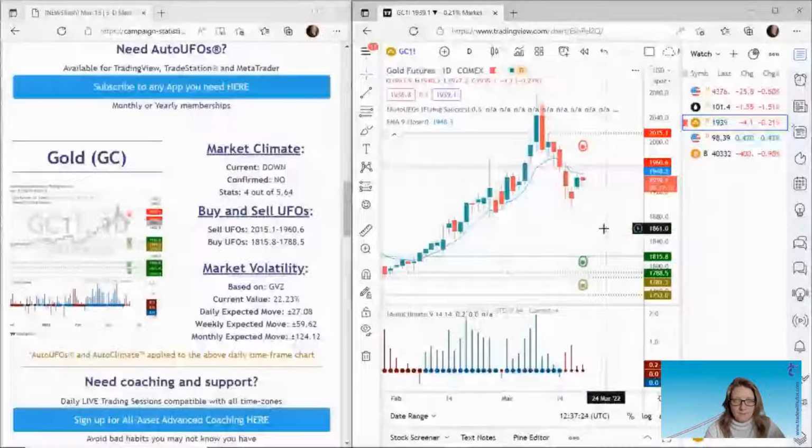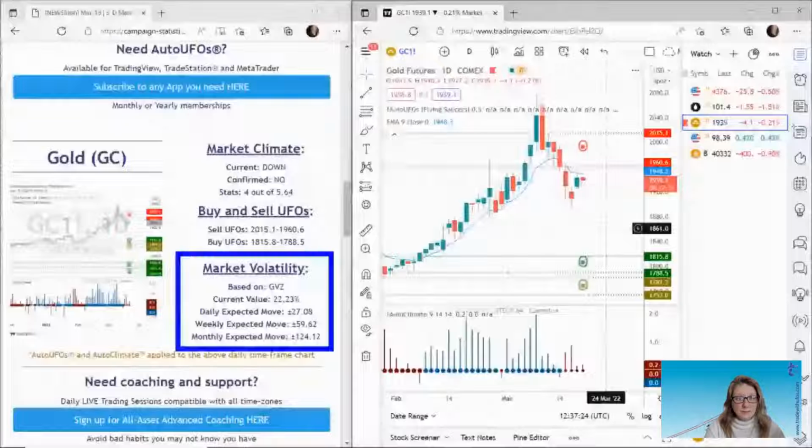Okay, gold. With gold, we have a thin dot, not enough probability either way. Again, it's a similar kind of theme with all of our markets so far today. We do have sellers very close by, between 2015.1 to 1960.6. So if price were to move up a little bit and hit those sellers, we'd expect them to push price down. We've got buyers quite a way away, 1815.8 to 1788.5. So overall, not enough probabilities either way today to trade it. But if it were to hit those sellers, we would expect movement downwards. So bear that in mind.